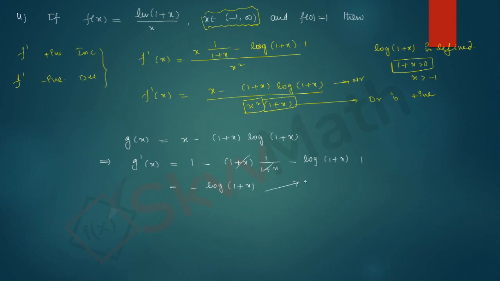So g dash x will be positive if log of 1 plus x is negative. Try to understand this. If log of 1 plus x is negative, then minus into minus will become plus, so it will be positive. But if log of 1 plus x is positive, then minus into plus, it will be negative. Correct. Now you know, when will log of 1 plus x be negative?